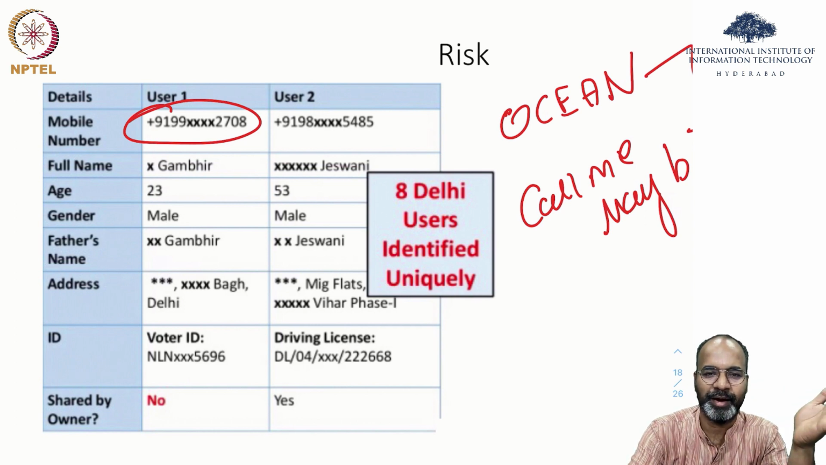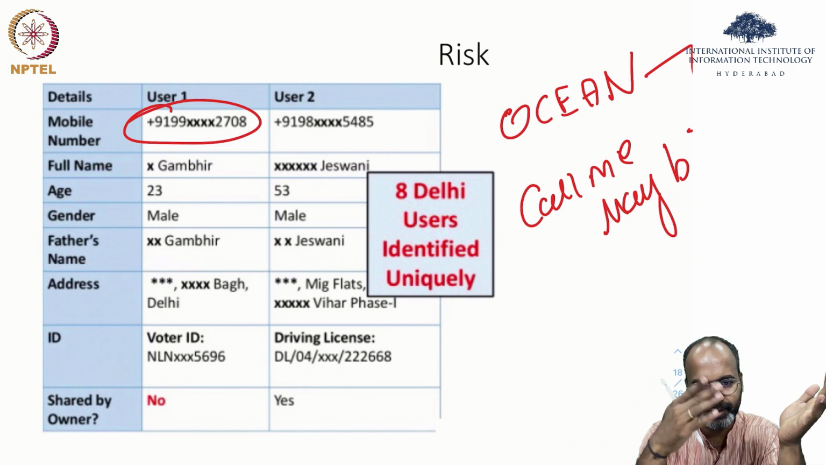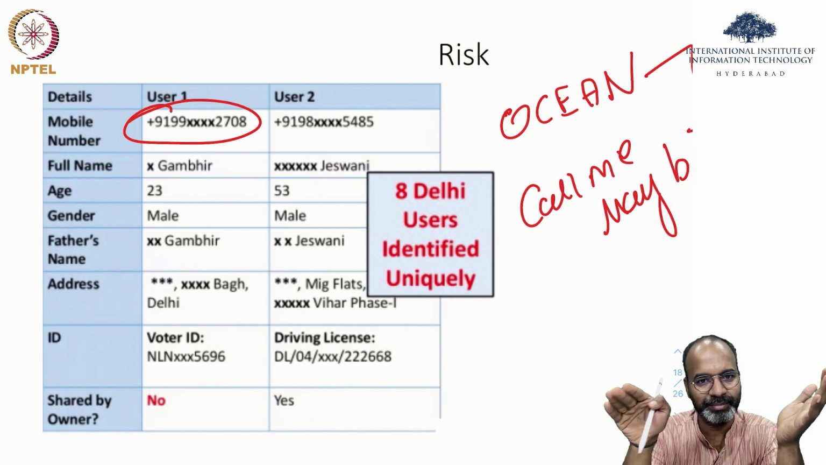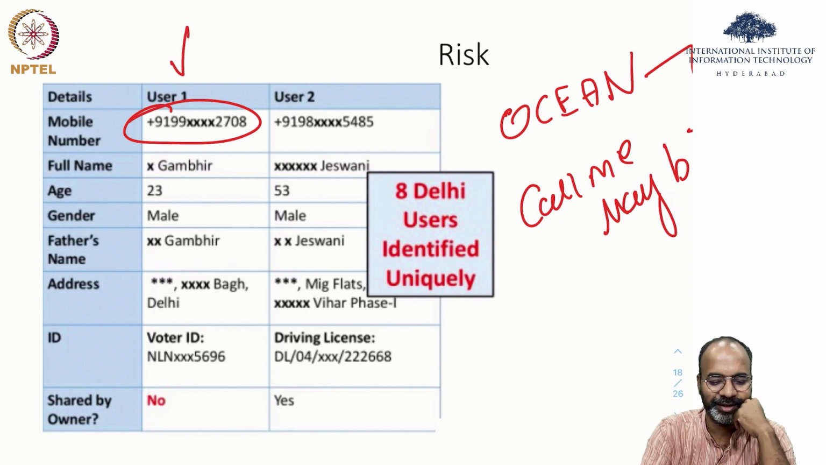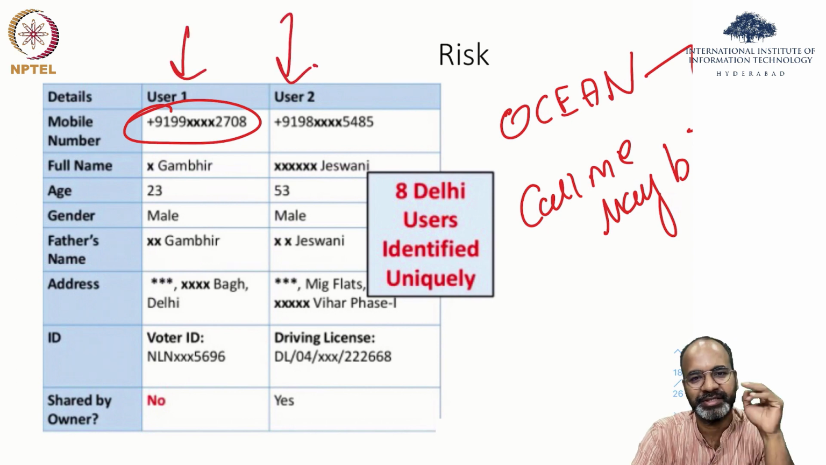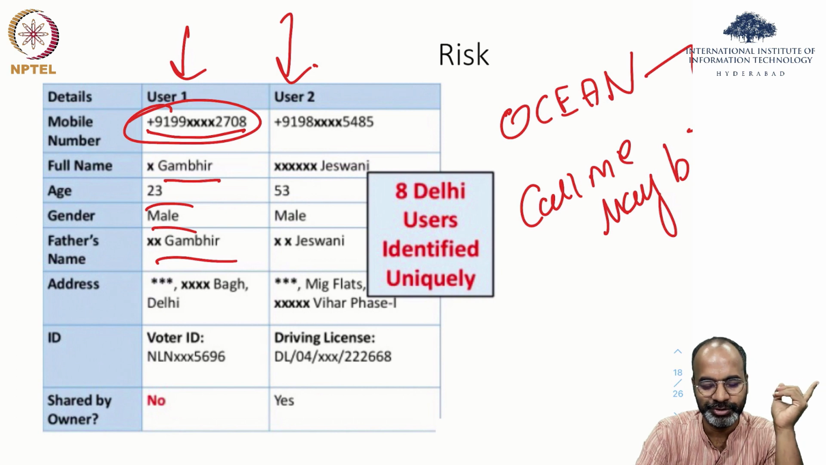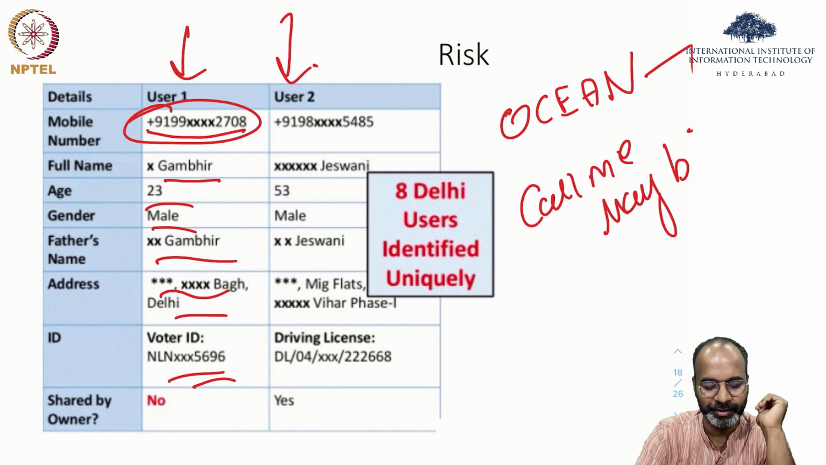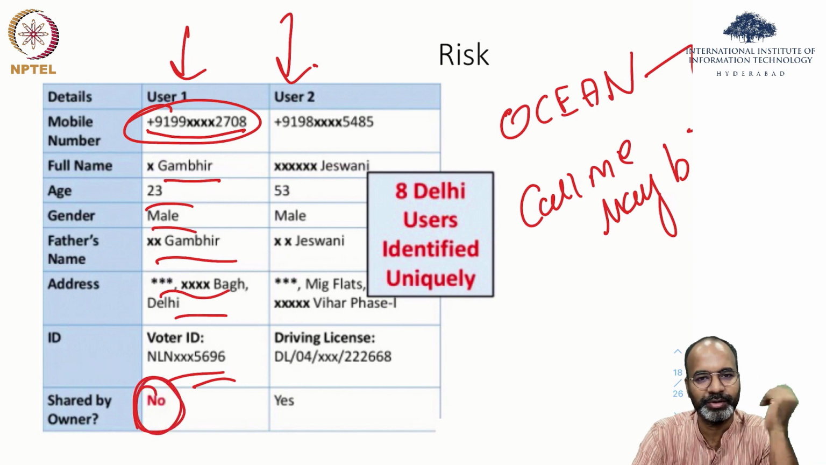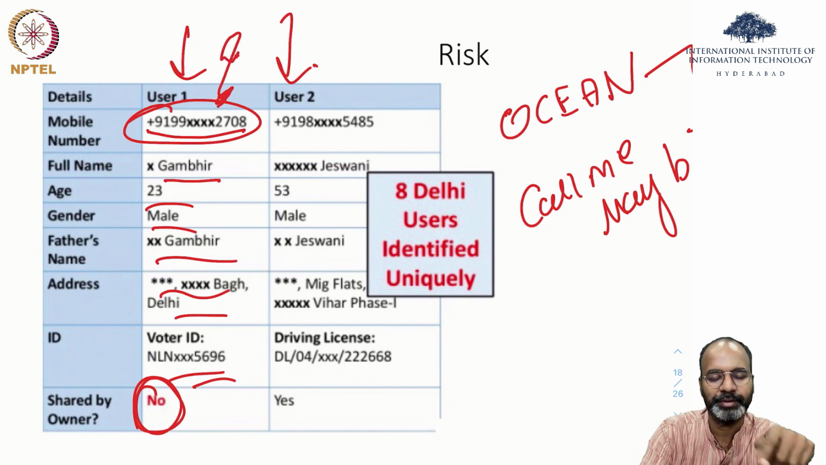Srishti Rawat is the starting name, a random name, and a cell number, a random number. From the cell number, you could go to the name, or from the name, you could come to the cell number, which is what we ended up doing. We ended up connecting multiple users exactly in terms of cell numbers. The name, age, all of this came from Ocean. Address, voter ID, all came from, again, Ocean. This one, shared by owner, we got from Call Me Maybe. And of course, the cell number, we got from Call Me Maybe.